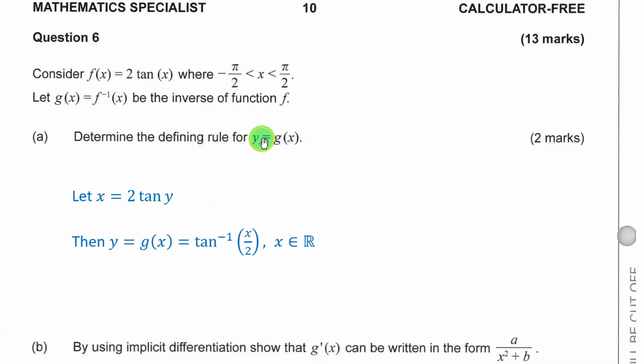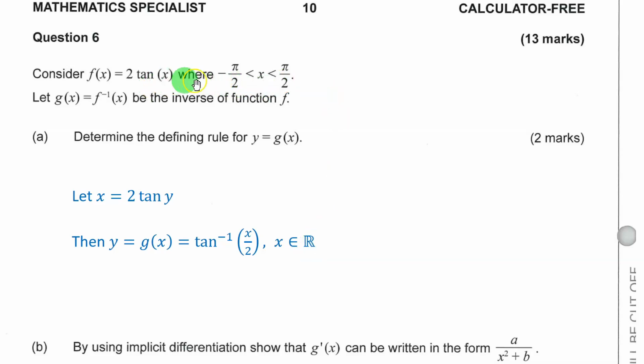Back up here, really, we just want the defining rule for the inverse of this function. So if we treated this as y is equal to 2 tan x, then down here we swap the x and the y round and then rearrange for y and say it's g of x, which is the inverse tan of a half x. That seems pretty quick for 2 marks, so I'd probably pop in that the domain for the inverse function is x is all reals as well there.